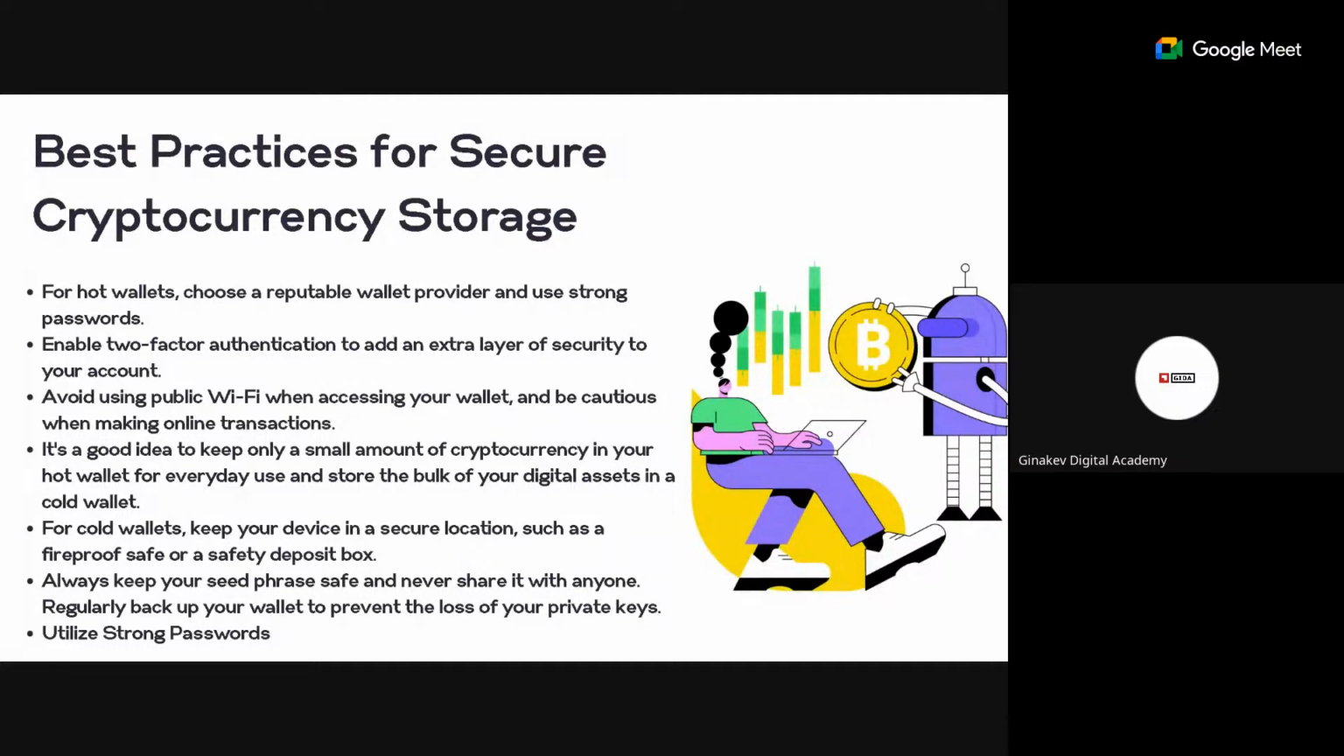The best practices for secure cryptocurrency storage, what are they? Now for hot wallets, first is that you choose a reputable wallet provider and use strong passwords, right? That is for hot wallets. Ensure you use a strong password. Then enable two-factor authentication to add an extra layer of security to your account. Now, this is not only for wallets, but even your Facebook, your WhatsApp, even WhatsApp now, they do two-factor authentication. Anything that supports two-factor authentication, please kindly do it.